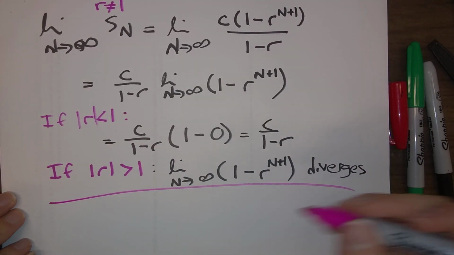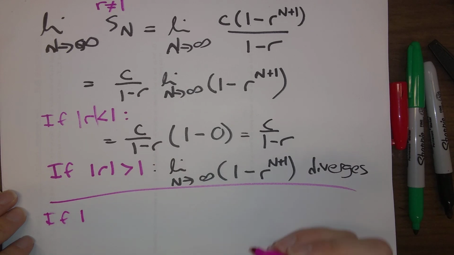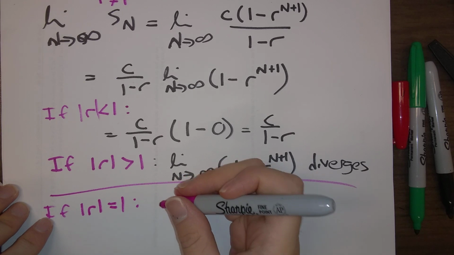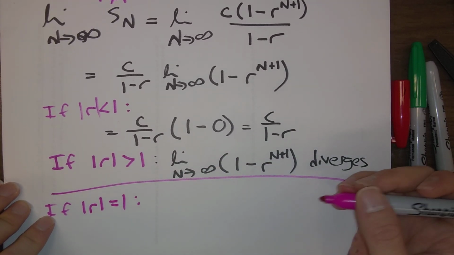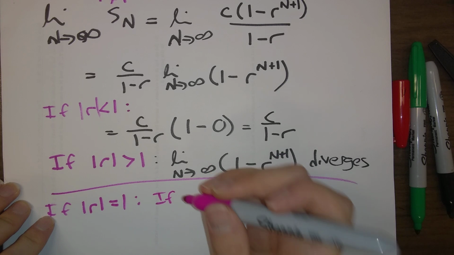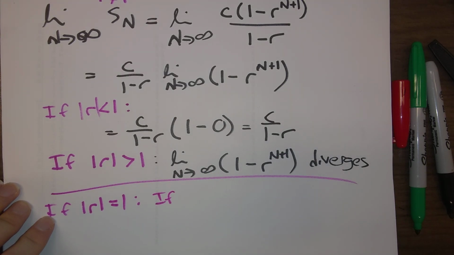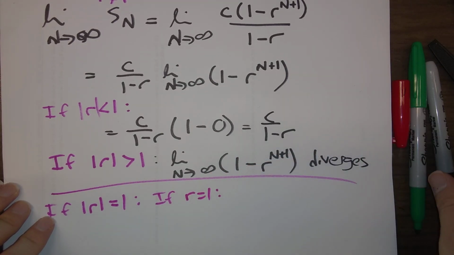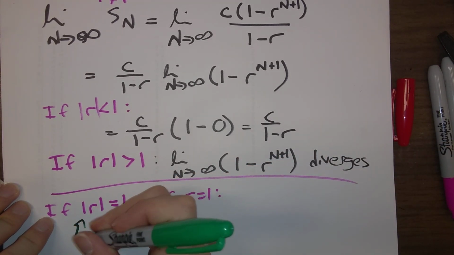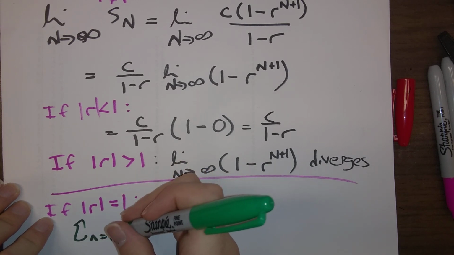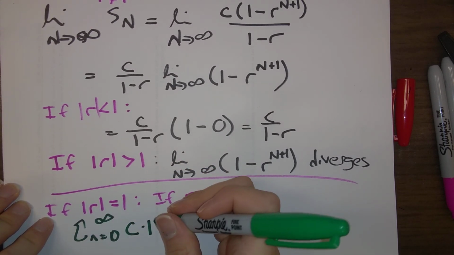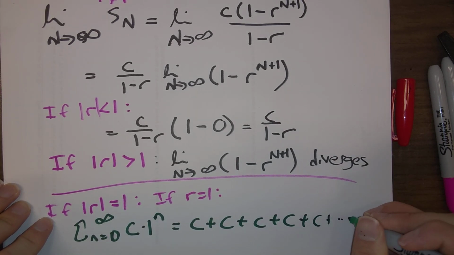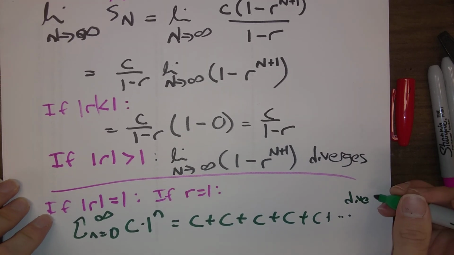And then finally, the last thing to note is that if absolute value R is equal to 1, well then, we don't have a formula for the geometric sum in that case, we don't have a formula for the partial sums in that case. If R is exactly 1, then our geometric series, n from 0 to infinity of c times 1 to the n, is just c plus c plus c plus c plus c plus dot dot dot. That diverges.